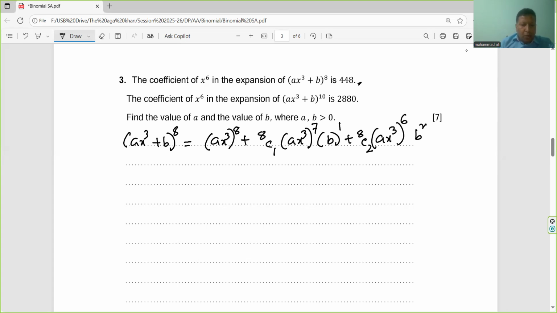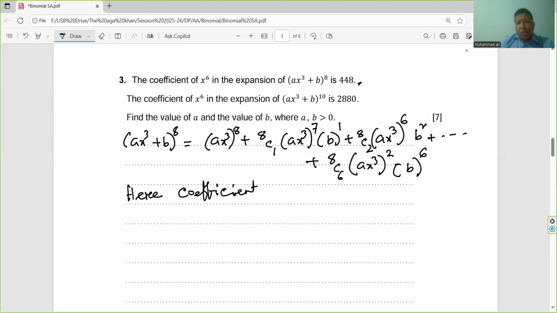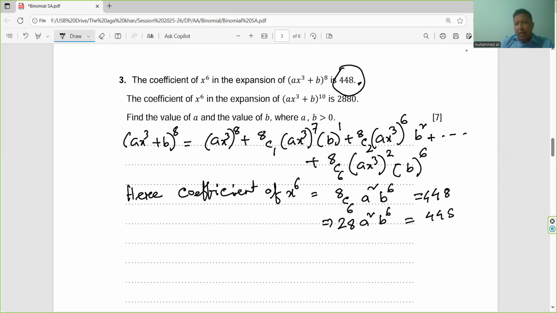So if we proceed, we'll get 8C6 (ax^3)^(8-6), that is 2, and b to the power 6. Now here, the coefficient of x to the power 6, 2 threes are 6. The coefficient of x to the power 6 is 8C6 a squared b to the power 6. They gave us the coefficient of x to the power 6 equals 448. So 8C6 means 28, a squared b to the power 6 equals 448. So a squared b to the power 6 is 448 divided by 28, which is 16.